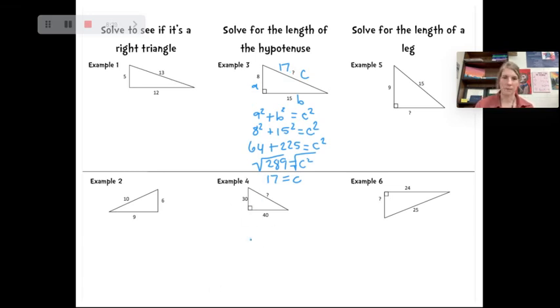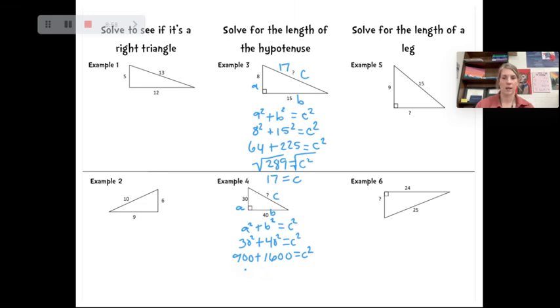We're going to do the same exact thing. So a squared plus b squared equals c squared. This is a, this is b, this is c. Again, a and b can be interchangeable, but c has to be this one. Okay, so a is 30 squared plus 40 squared equals c squared. Next, I'm going to multiply these. So 30 times 30 gives me 900. 40 times 40 gives me 1600.